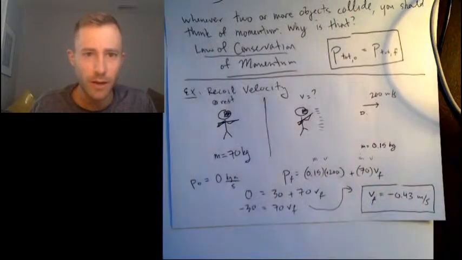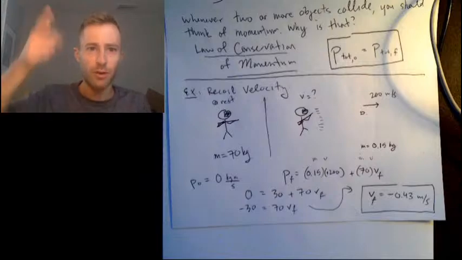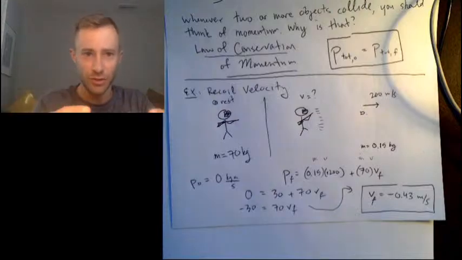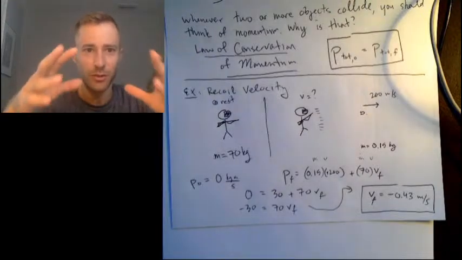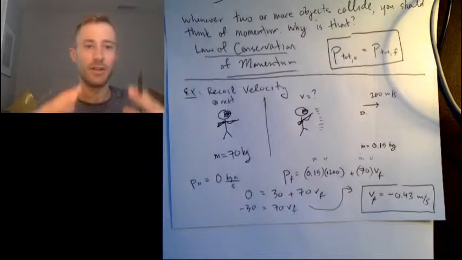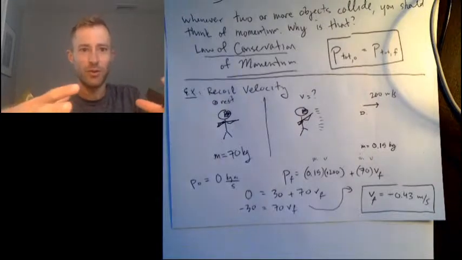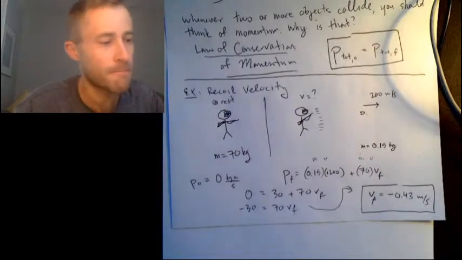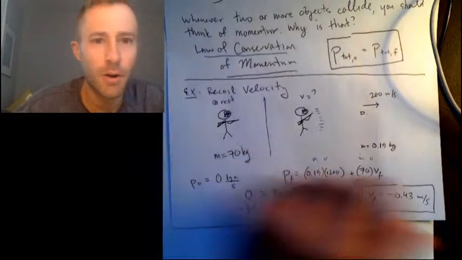This is also why if you're on Earth, you don't go flying backwards when you fire a rifle. It's because it's not just you absorbing the recoil, it's you and the Earth as a single object absorbing the recoil. And because the Earth is so massive, you don't have a backwards velocity that is noticeable. Okay. All right.